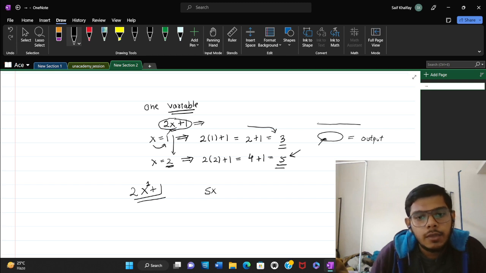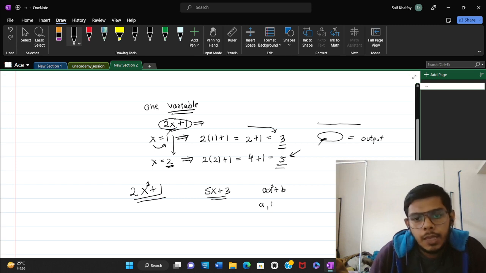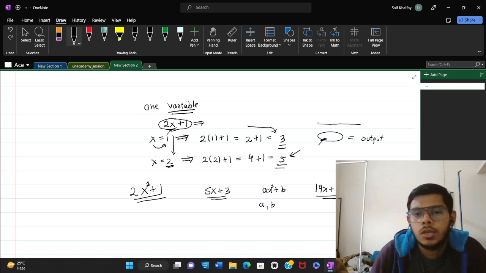Similarly, 5x plus 3 is also a linear equation. I can say that any equation of the form ax plus b is a linear equation, because x has a degree or power 1 here, and a and b can be any number. You can take any number of your choice. Suppose you want 19 as a, and suppose you let 13 as b. So 19x plus 13 is also a linear equation.